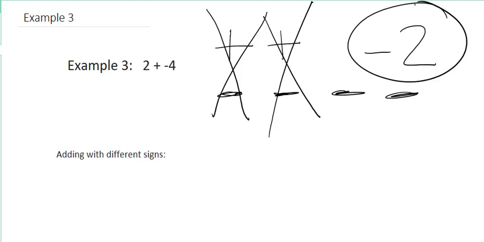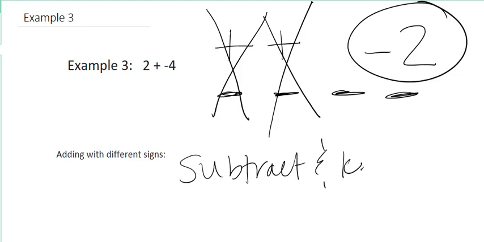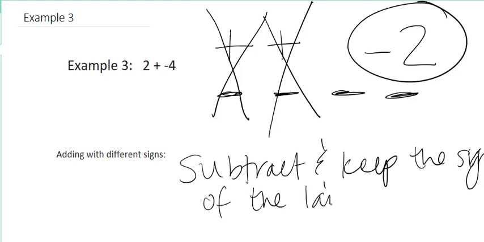So we can kind of look at this as adding with different signs is a way to subtract and then keep the sign of the larger number. Which is subtract and keep the sign of the larger number. So let's look at another example.